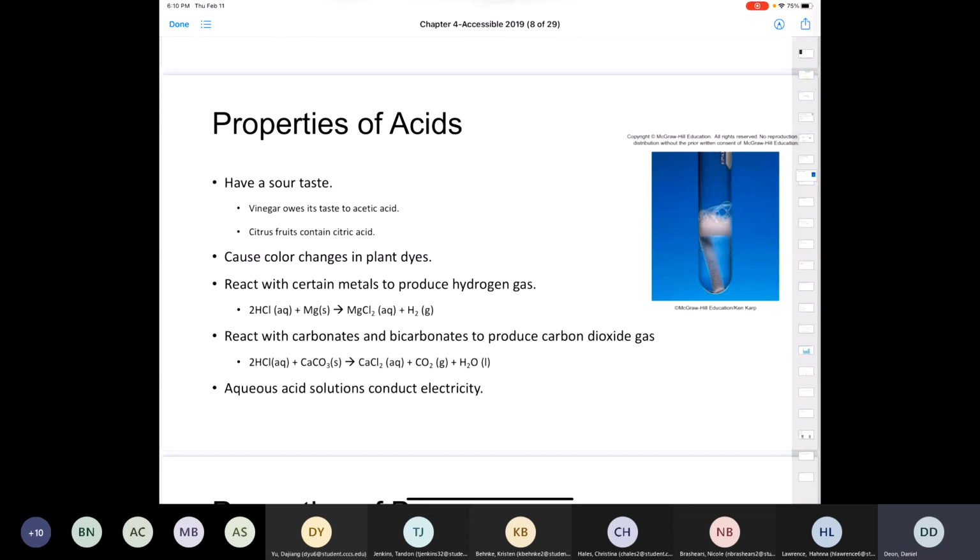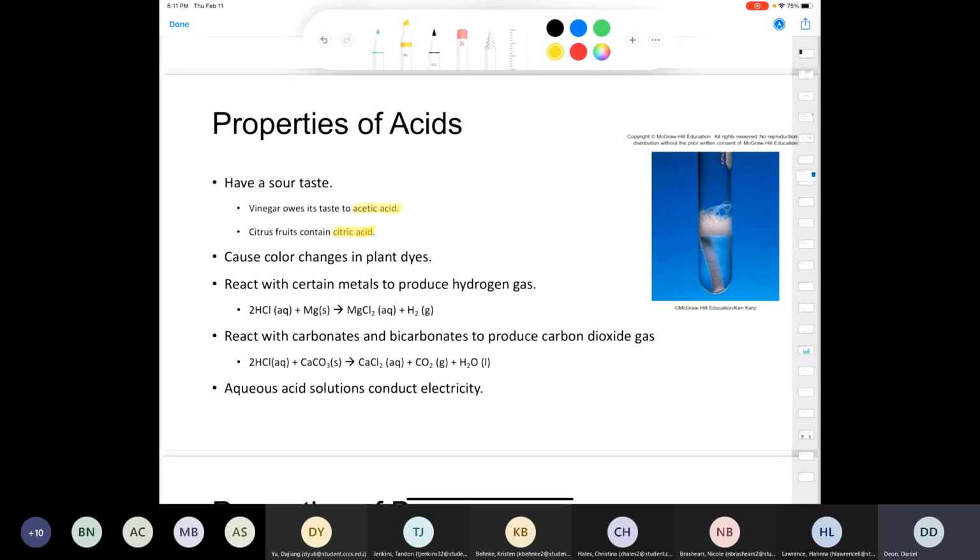It says here that acids have a sour taste. Now, I wouldn't go around tasting any acids in the lab. That would be a big no-no. But if you've ever tasted vinegar, it has a bitter, sort of sour, a bit of a bite to it. And that is from acetic acid, which is an acid. Now, acetic acid is not a strong acid like sulfuric acid or hydrochloric acid, but it is an acid. Also, if you've ever gotten lemon juice in your eye, you know that that stings too. And citrus fruits like oranges, lemons, and limes, they contain citric acid.